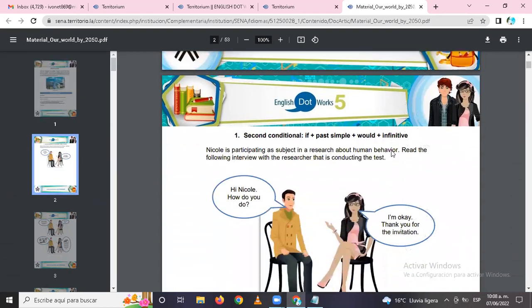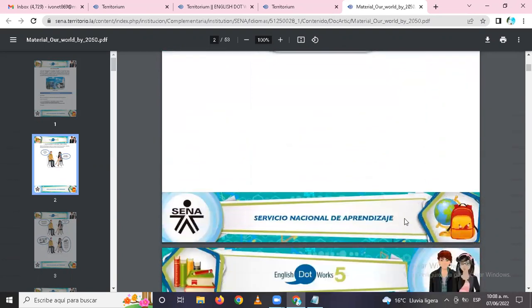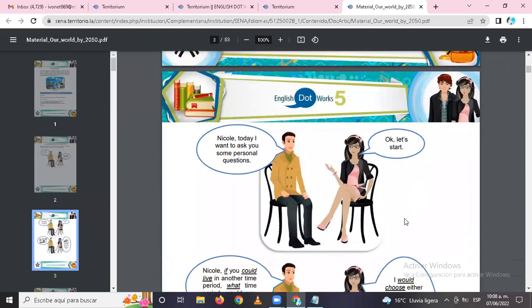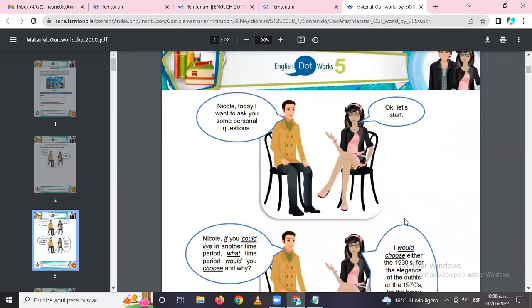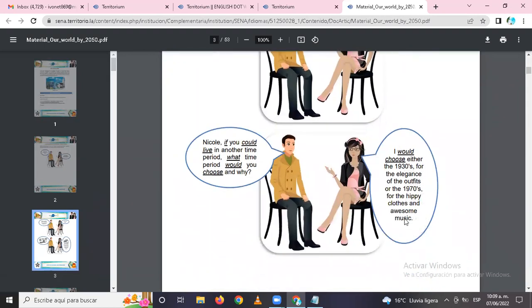So let's begin. Here we have an example. Nicole is participating as subject in a research about human behavior. Read the following interview with the researcher that is conducting the test. Hi, Nicole. How do you do? Oh, I'm okay. Thank you for the invitation. Nicole, today I want to ask you some personal questions. Okay, let's start. Nicole, if you could live in another time period, what time period would you choose and why?